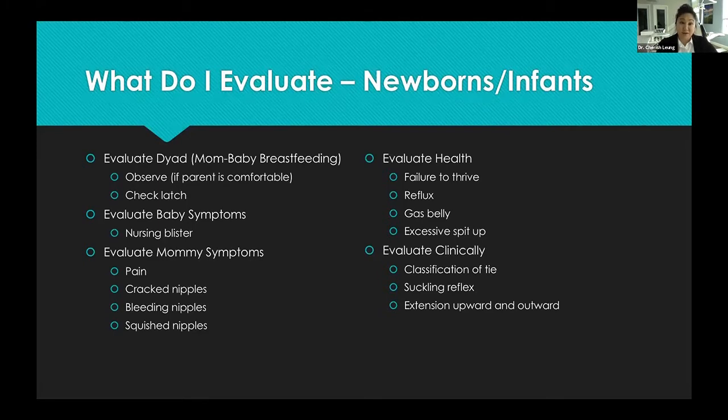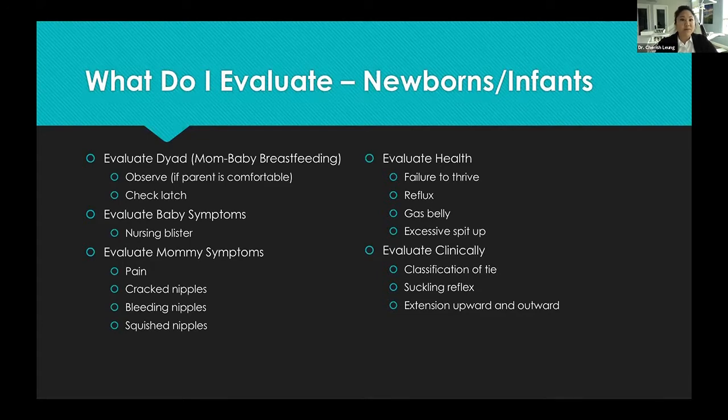And then you want to evaluate mom symptoms. So are they having a lot of pain? Are they having cracked nipples, bleeding nipples, squished nipples? Is there a crease in the nipple? You don't necessarily have to go and look at that. You can ask them what they're experiencing. Do they have a lot of blocked ducts? Are they having issues with production and flow? And that will give you a lot of information, because if they are, there's probably something going on.